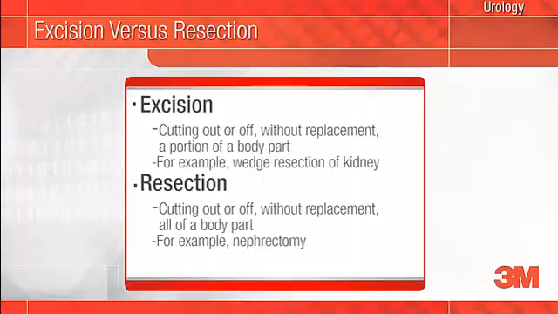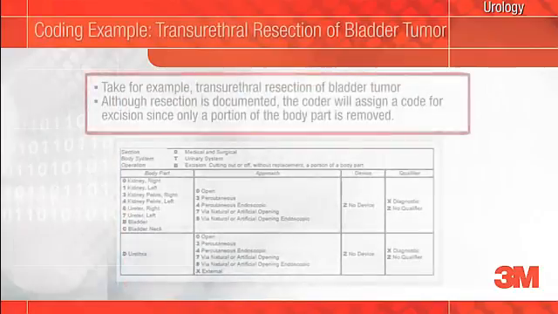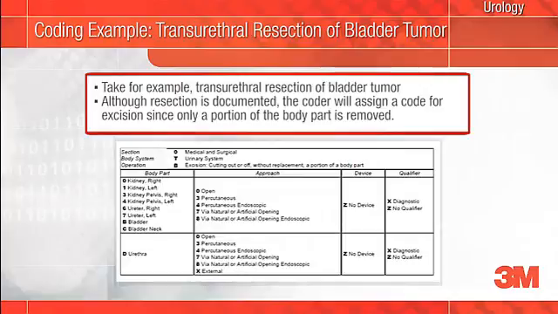It is important to precisely document anatomical site for all procedures, not just excision and resection procedures. Take, for example, transurethral resection of bladder tumor. Although the physician documented resection, the coder will assign a code for excision since only a portion of the body part is removed.